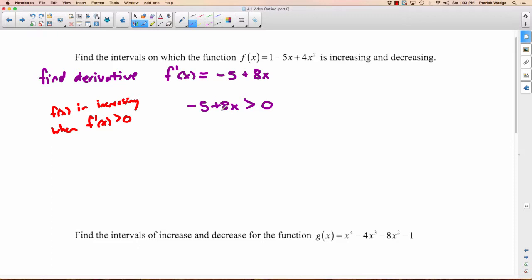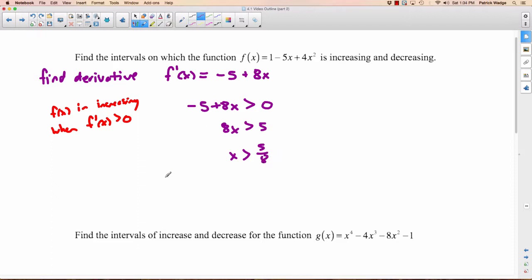This is what we did last day. And look, it's just a linear inequality. You don't even need to change this to equals or anything. You can just solve this normally. So how do we do that? We add 5 to both sides. You're going to have 8x is greater than 5. You divide by 8 both sides, you get x is greater than 5 over 8.